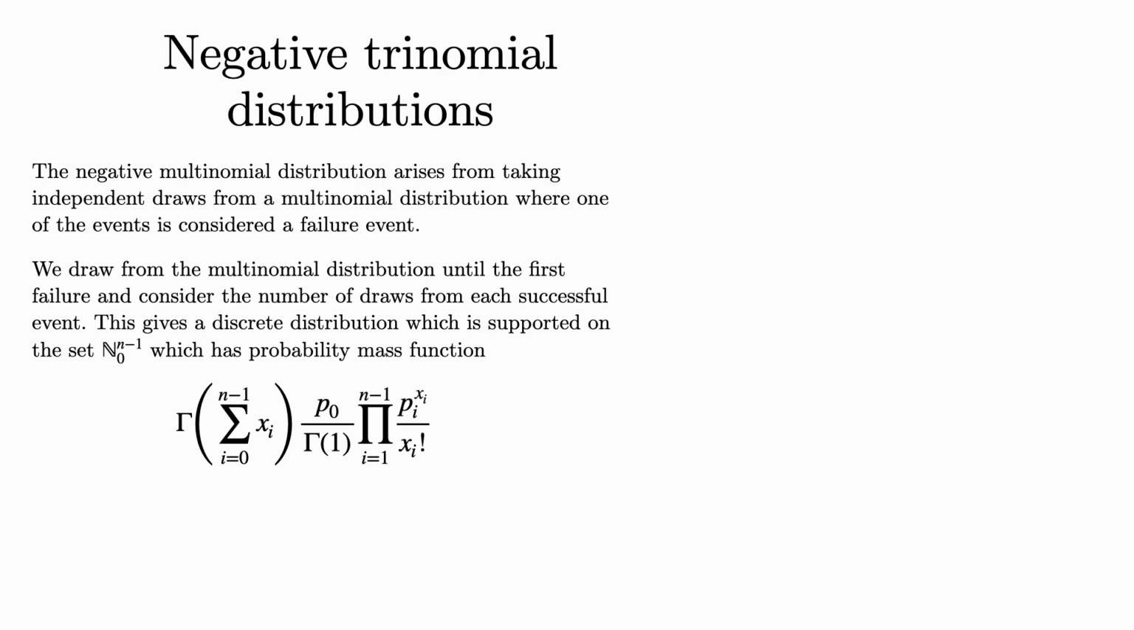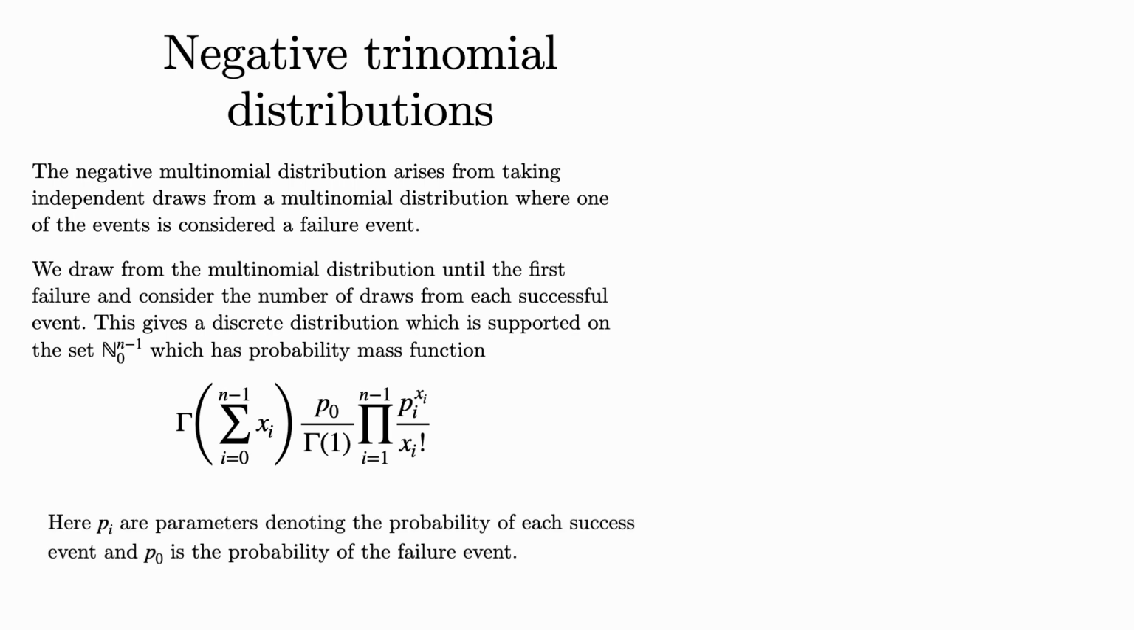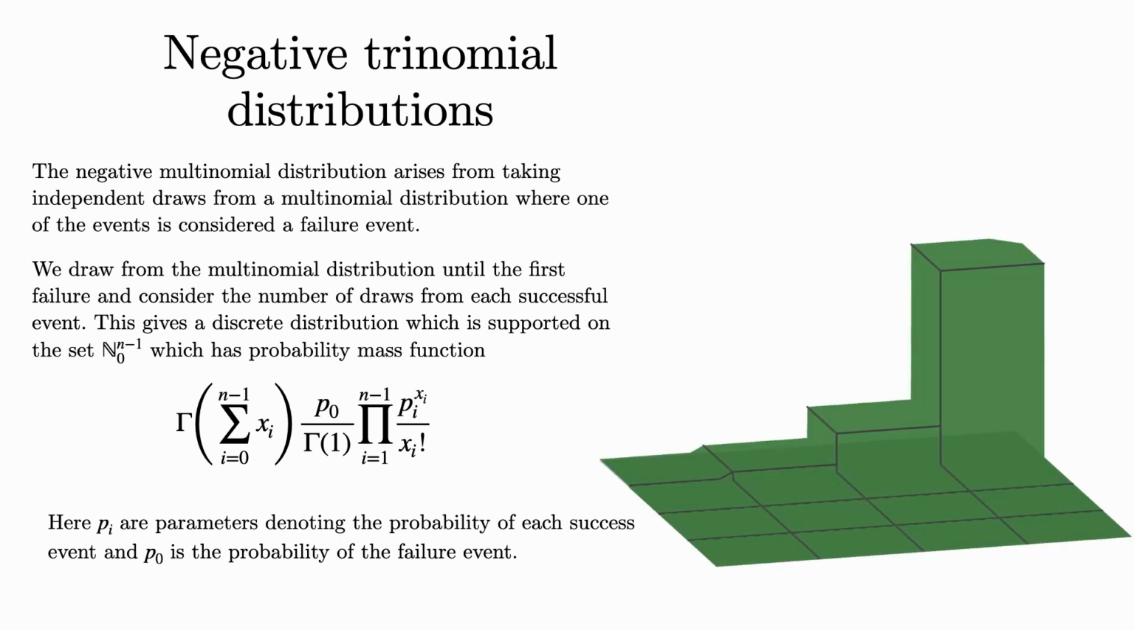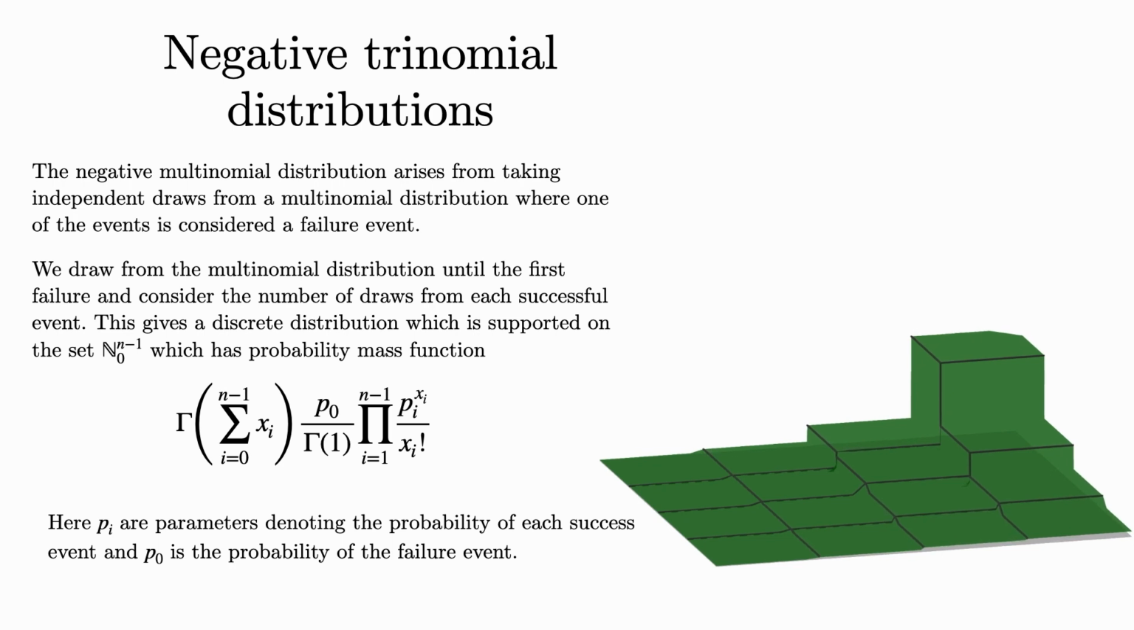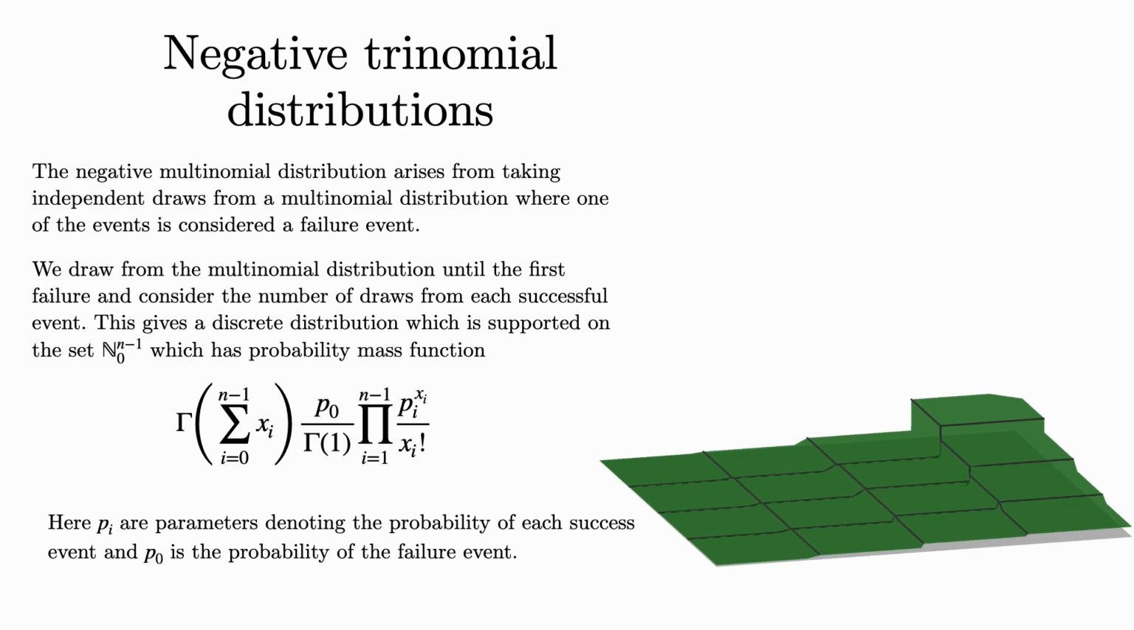We can slightly modify this PMF to allow for some fixed number of failures, but for simplicity, let's just consider one failure event. Here, there are n-1 parameters, which correspond to the probabilities of the success events. To simplify, but not oversimplify the geometry, let us specialize to the negative trinomial distribution, where there are 2 success events and 1 failure event. This gives a 2-dimensional parametrized family.